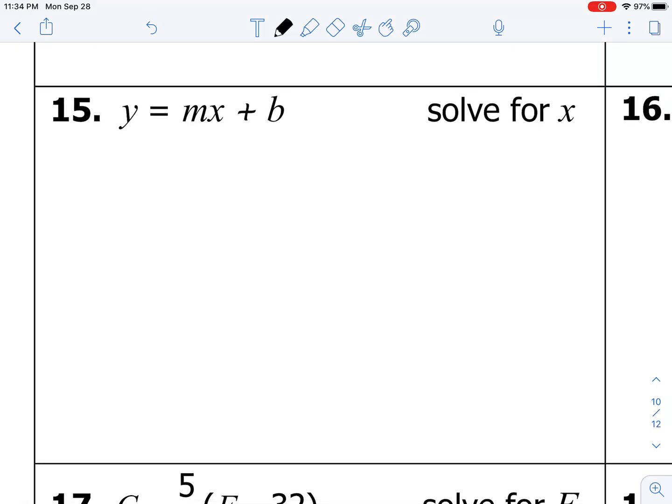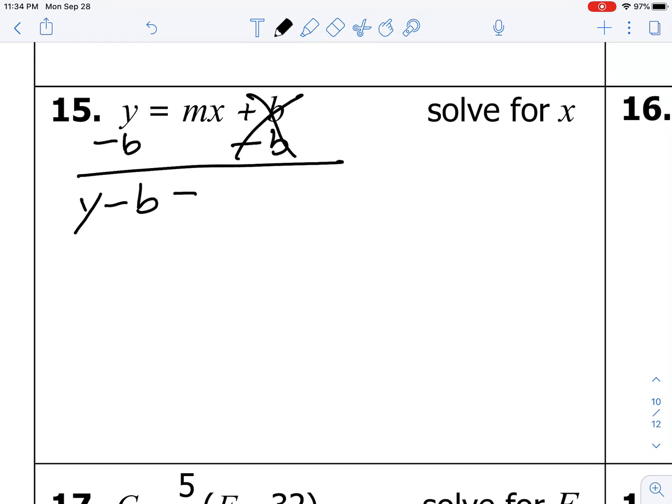Number 15. Solve for x. Okay, so obviously you found the x, y equals mx plus b. We'll be dealing with this equation a lot this year because that's actually the graphing equation. But that's not for now. Okay, so we need to get rid of the b. So let's subtract it to the other side. That's now gone, and then you just get y minus b. And then the mx just drops down. All right, so now solve for x.